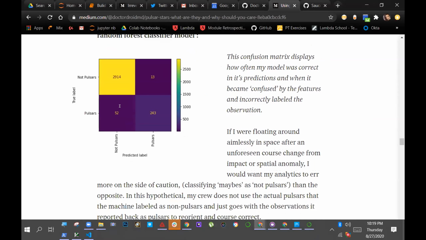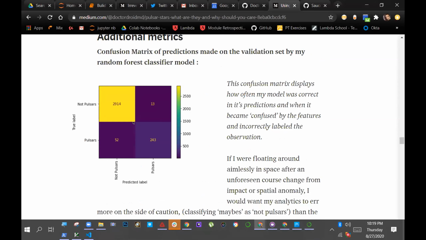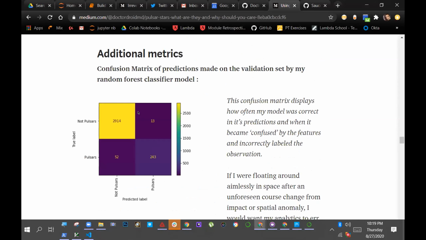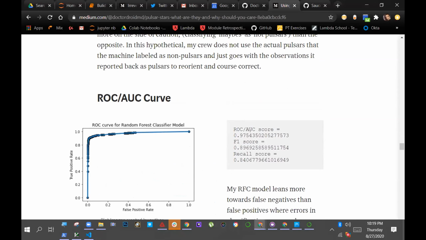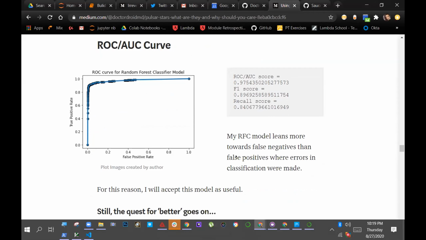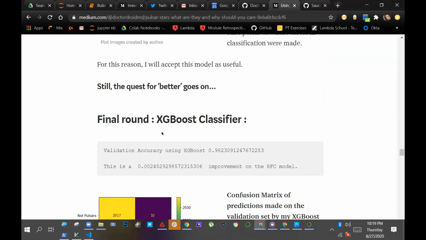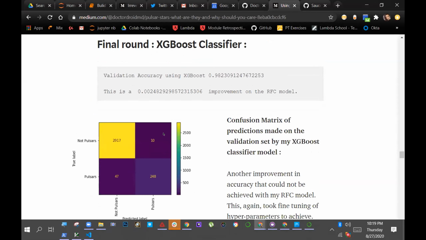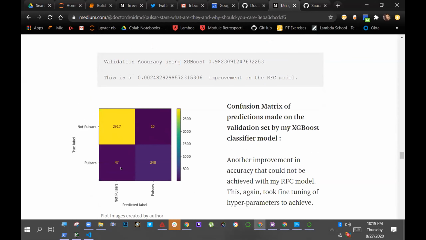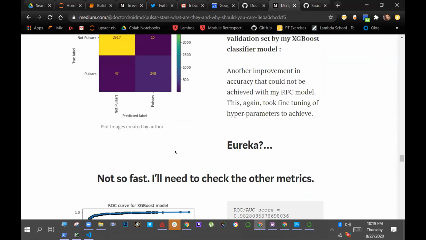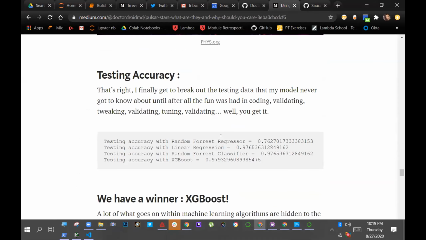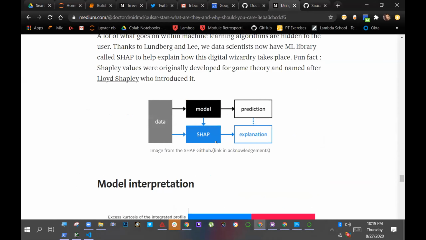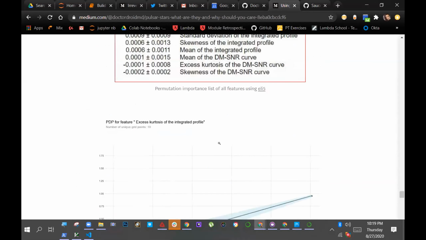And then I did a confusion matrix on both of my random forest classifiers, and then our ROC AUC curve, checking all my accuracy scores here, and then I go just a little bit further with XGBoost classifier. I drop my false negatives down to 47, false positives down to only 10, and check the last of the metrics. Then it goes on to test my accuracy, XGBoost wins, and I have quite a bunch more plots here if you want to check it out.